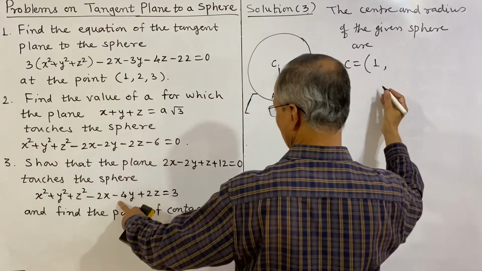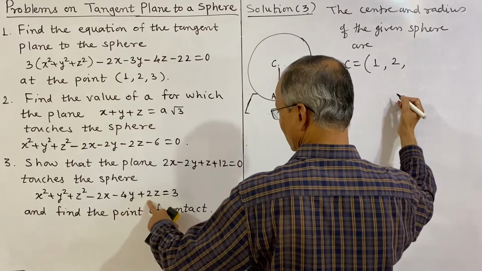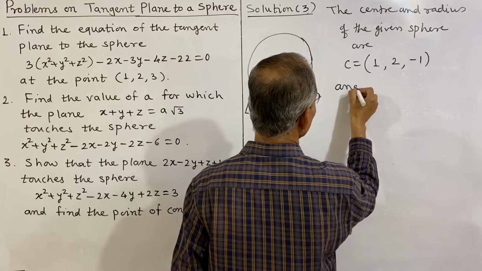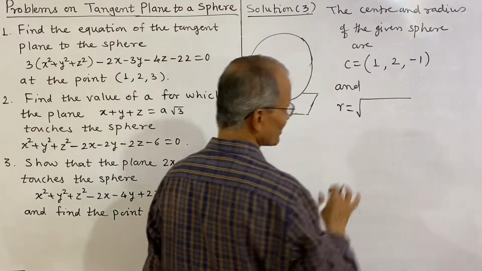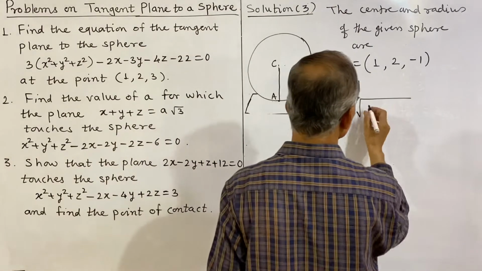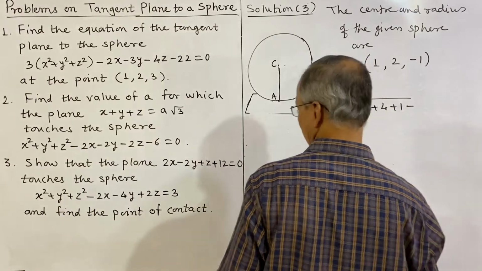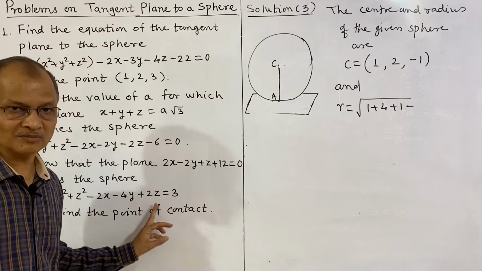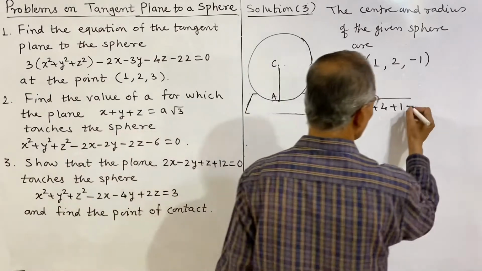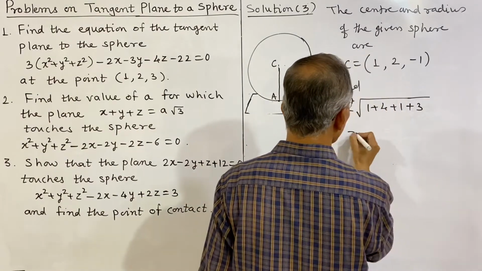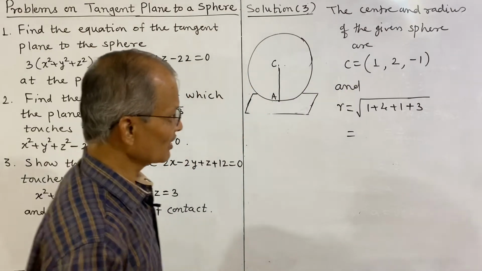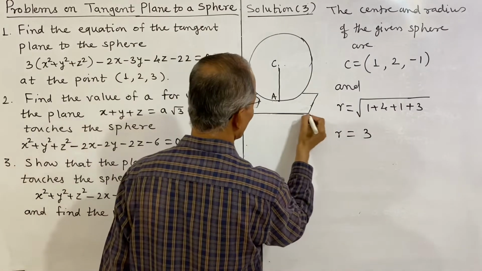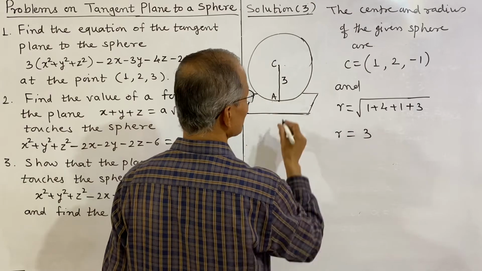Then minus 4 divided by minus 2 is 2, and 2 divided by minus 2 is minus 1. These are the center's coordinates. And the radius r is equal to under root of the sum of squares of the center's coordinates, that is 1 plus 4 plus 1 minus d. Again you see this 3 is to be shifted to the left side, so d is minus 3, and minus d will be plus 3, and thus this value is under root of 9, which is equal to 3. So r is equal to 3, that is the radius of the sphere, and the center is 1, 2, minus 1.